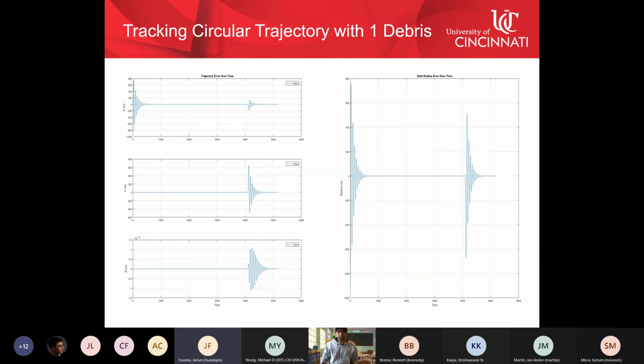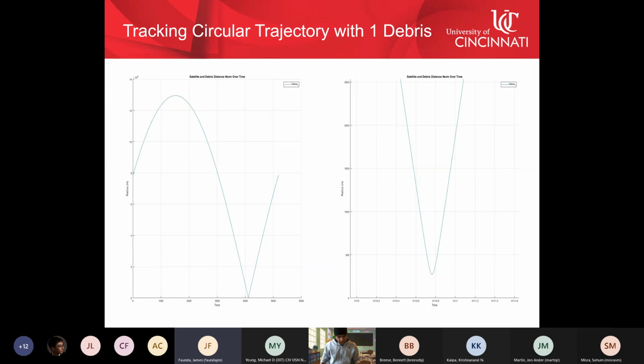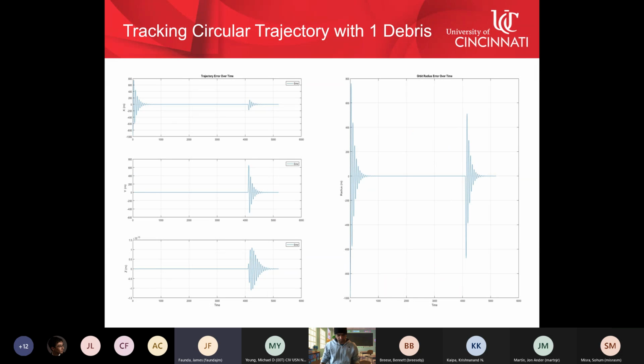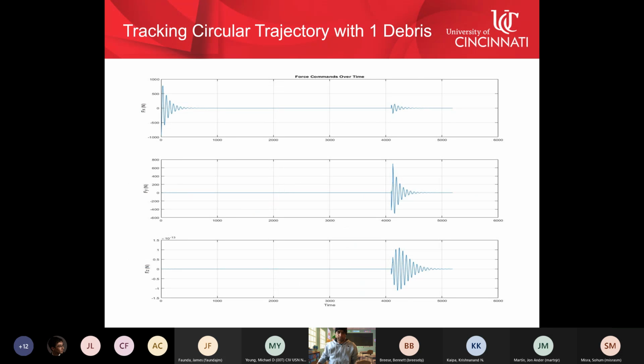As we can see on the left, just from the X, Y, and Z trajectory error, it does stabilize around 0. And then at the time that we previously noticed here, which is 4,110, it starts to oscillate as it avoids that debris. And then on the right, we have the orbital radius to show that it does have a 0 meter difference with the reference circular trajectory. As you can see, again, we have force commands that are kind of high. I had changed the gain slightly for these simulations. That way, it was a little more smooth and we could see the higher forces that caused the oscillating once the debris is within range.